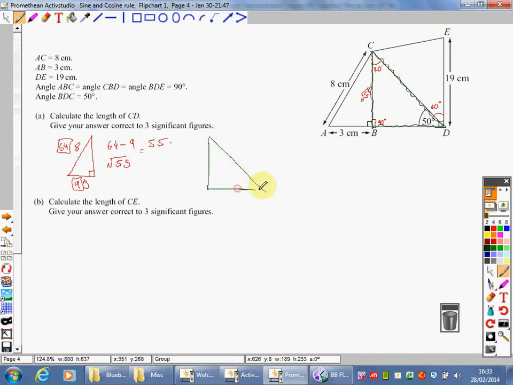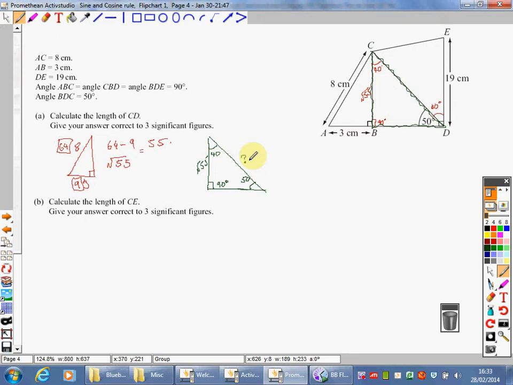I know that angle in there is 50 degrees. I know that angle there is 40 degrees. I know this one here is 90 degrees. I also now know that this side here is the square root of 55. And in the question I was being asked to find the length CD, C to D, which is the missing side. I'm trying to find this missing side here.